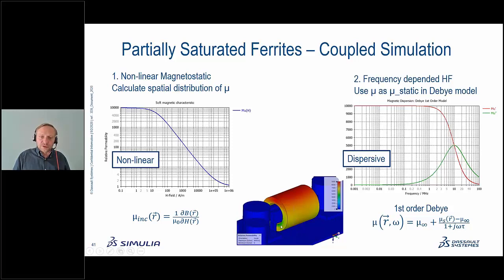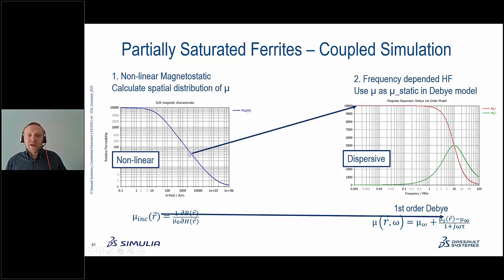So the current flowing through these two bus bars here is creating, of course, the closer to the bus bars you are, the more saturated the material you get. So our permeability is reduced in these regions, while at top it's not. This distribution we now take after the nonlinear simulation has been finished, and we use this distribution basically as the mu static in the dispersive model.